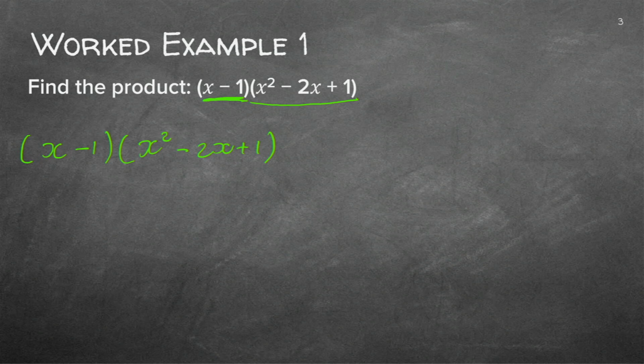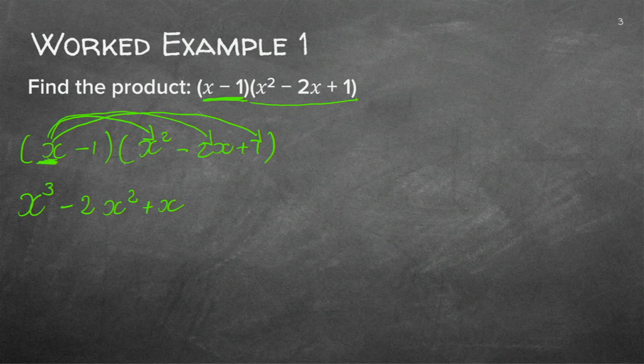So our duty is to ensure that x, as the first term, multiplies all three values that we have in the second bracket. So it is going to be x multiplied by x squared, which is x to the power of 3. We multiply again x and negative 2x. This is going to be negative 2x squared. And x needs to also multiply the third term, which is 1. So it's x times 1, which remains as x.